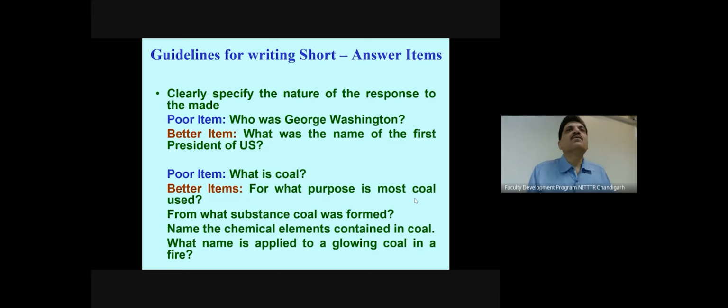Likewise, I say, what is chlorine? Someone will say something, someone will say something else, but I thought that they would say chlorine is a halogen. So how should my question be? Chlorine belongs to the group of elements which combine with hydrogen to form acid. Therefore, it is called a dash. So, halogen. You have to be very specific. Otherwise, you will get multiple answers.